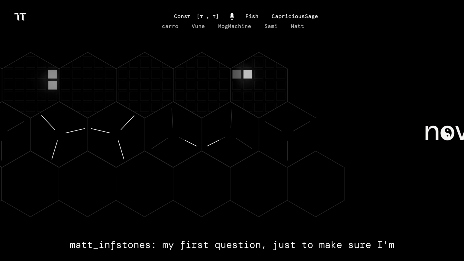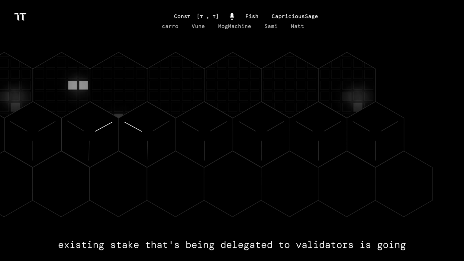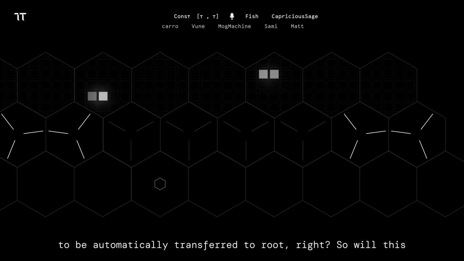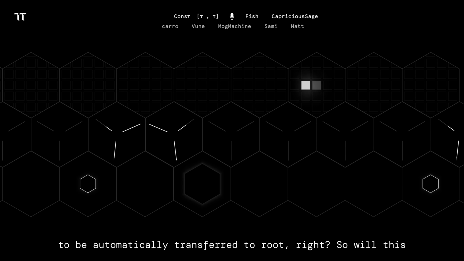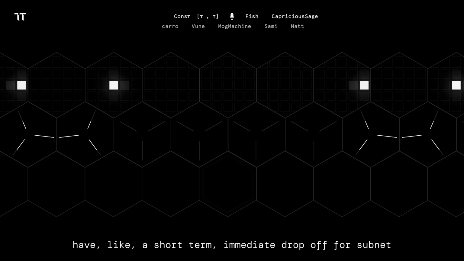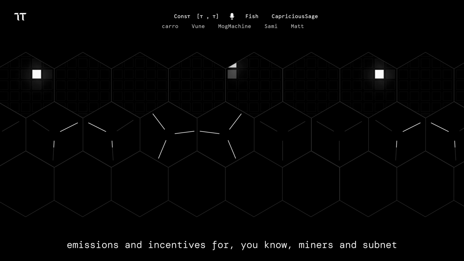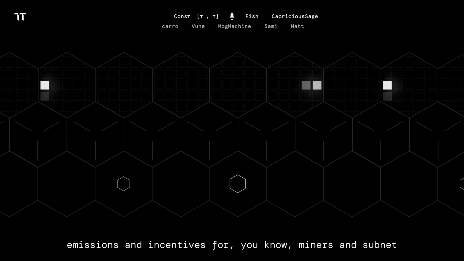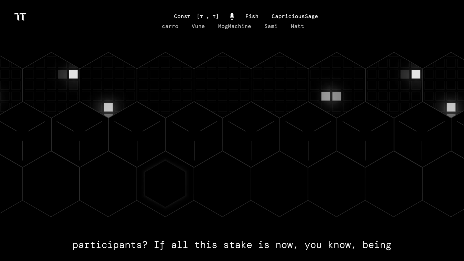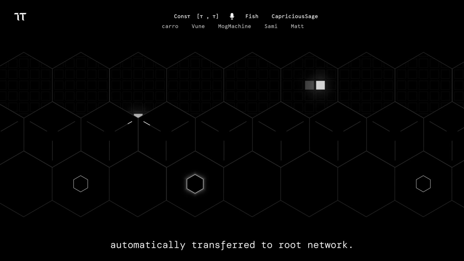So my first question, just to make sure I'm understanding this all, my understanding is that all existing stake that's being delegated to validators is going to be automatically transferred to root, right? So will this have a short-term immediate drop-off for subnet emissions and incentives for miners and subnet participants if all this stake is now being automatically transferred to root network?